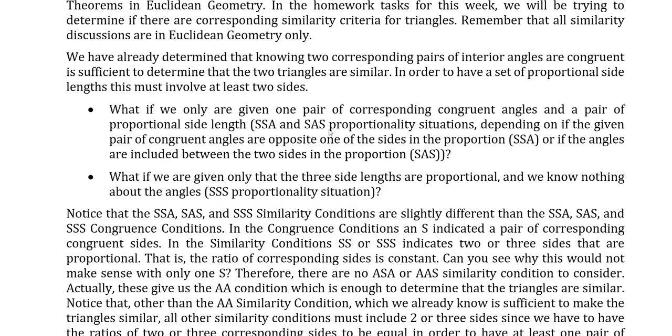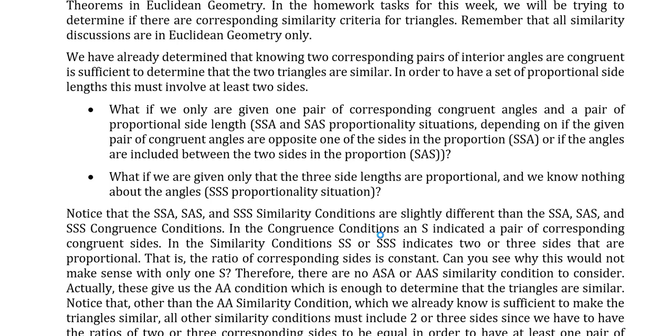And then the other one is, what if we are given only that the three side lengths are proportional? We know nothing about the angles. That would be the SSS proportionality situation. So notice that the SSA, SAS, and SSS conditions are slightly different than the SSA, SAS, and SSS congruence conditions.